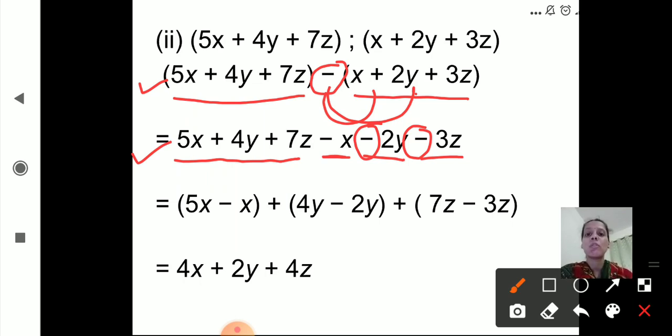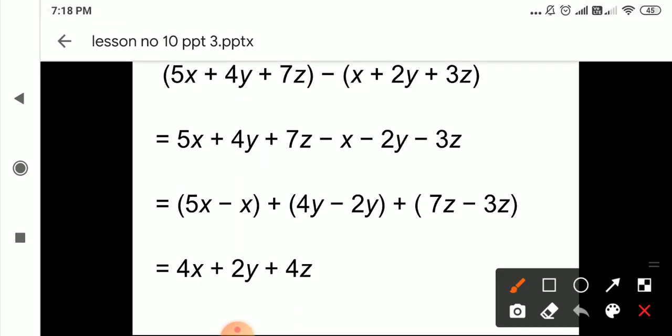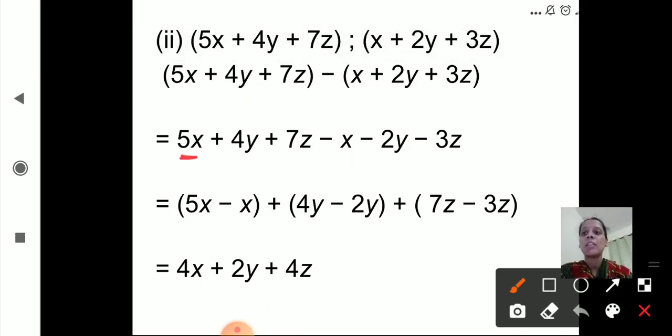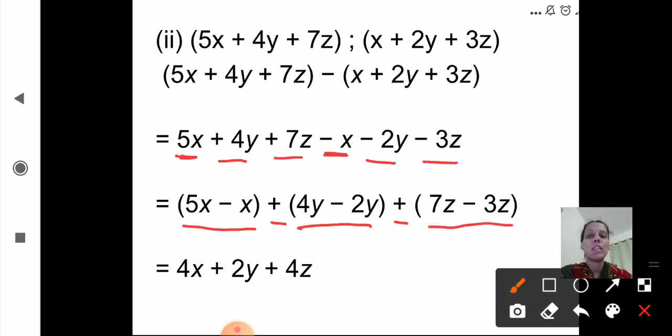Yes, together. So which are the like terms here? Now the like terms are this 5x. While writing the terms you will write down the like terms with their signs. So 5x minus x. Now the second like term is plus 4y and minus 2y. That also we will write down together, plus 4y minus 2y. Now the third like term is plus 7z minus 3z.